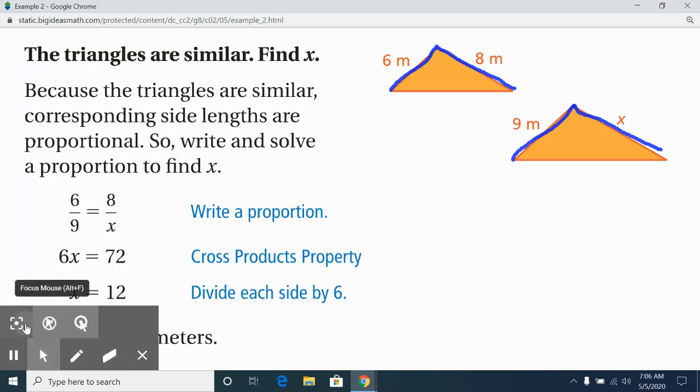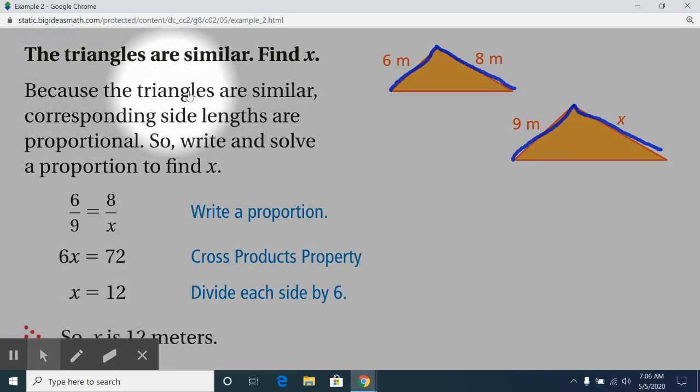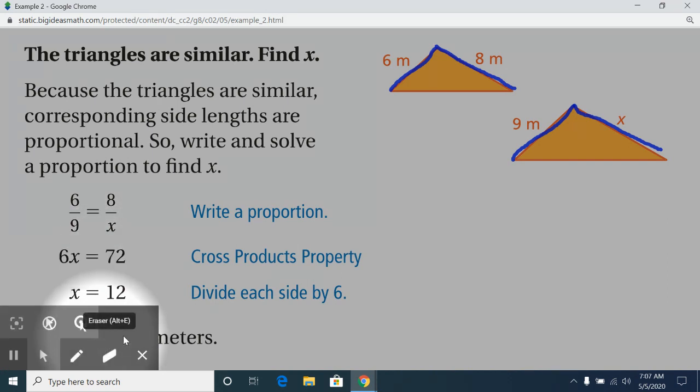Because the triangles are similar, corresponding side lengths are proportional. So write and solve a proportion to find x. That's what we did. We took the corresponding side lengths that we knew to write a base fraction of 6/9, and we set it equal to the side length that I knew and the one that I was missing, 8/x. When I cross multiplied, I got 6x equals 72, and then I can divide each side by 6 to get 12. So x is 12 meters.